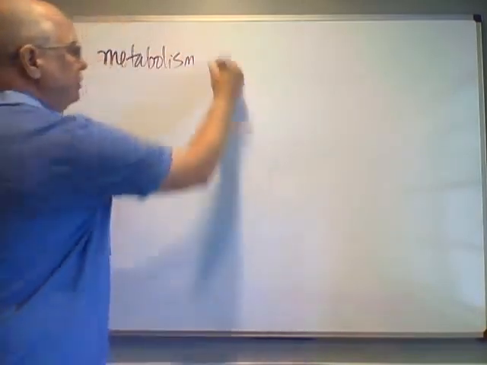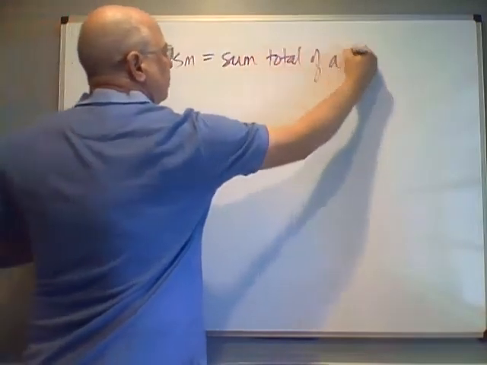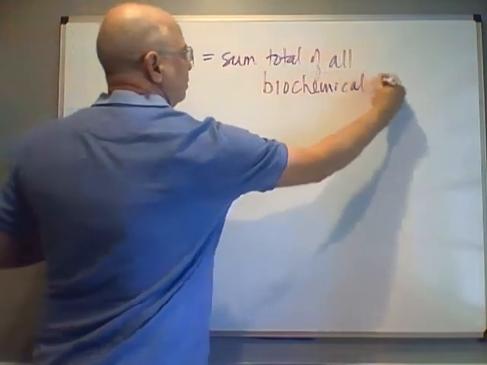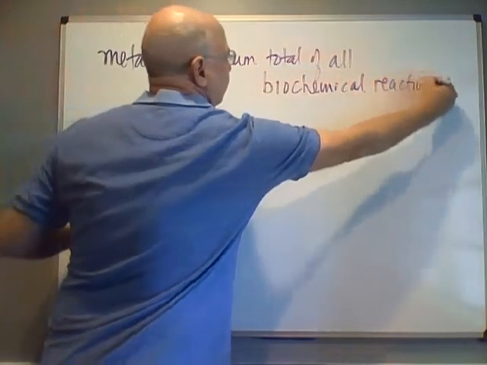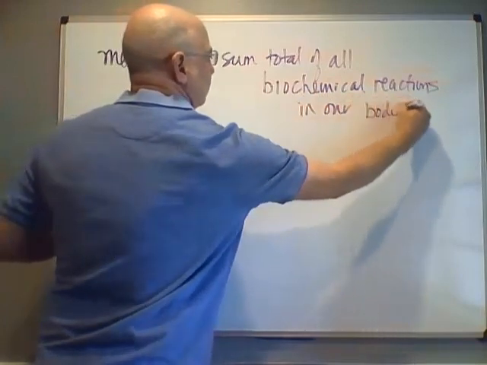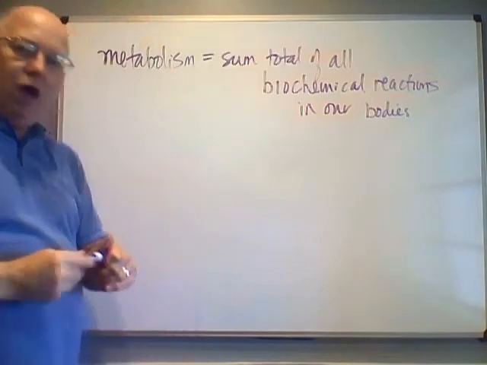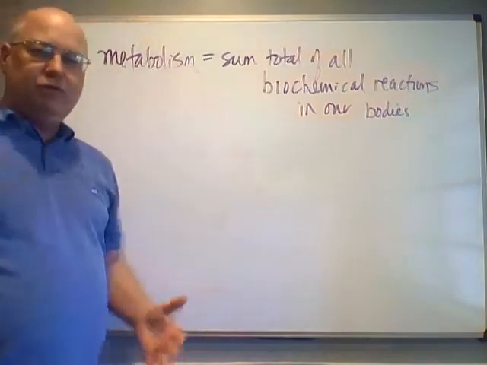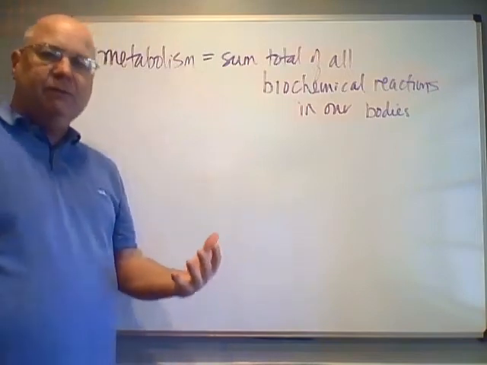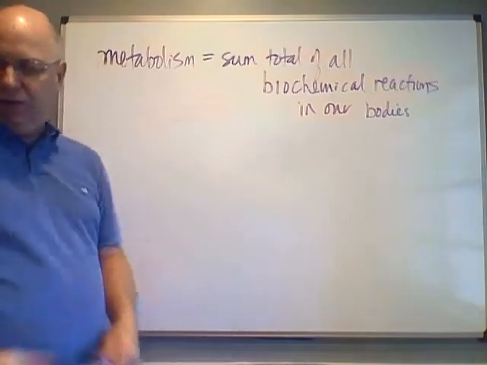Metabolism is usually defined as the sum total of all biochemical reactions. And when we're talking about human anatomy in our bodies, or in whatever organism you're talking about, that would be their metabolism. So in our metabolism, we're talking about all the chemical reactions combined. Now, what we're going to focus on is called energy metabolism. So it's a subcategory of metabolism, but that's what metabolism means. You should know that definition.